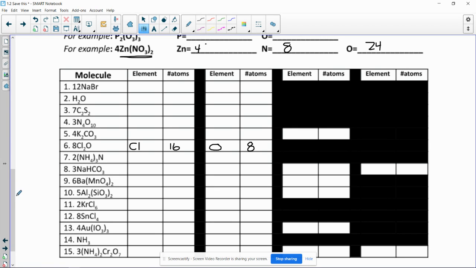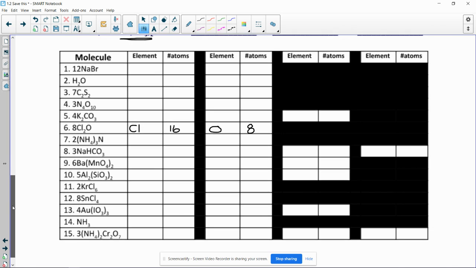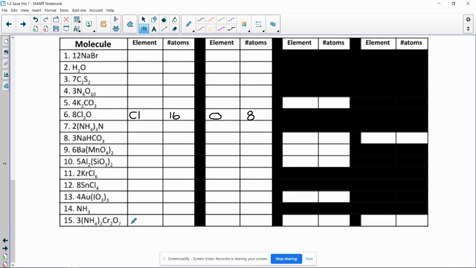All right, I'll do one more. I'll do a hard one. I'll do this number 15. So the different elements I have, I see nitrogen, I see hydrogen, I see that's chromium. It's been a while. O is oxygen. All right, so let's do nitrogen first.